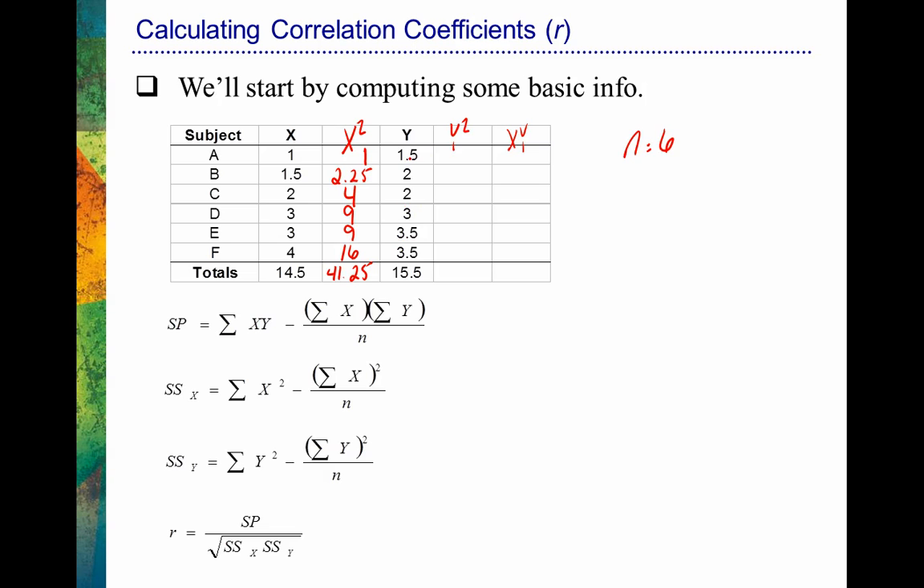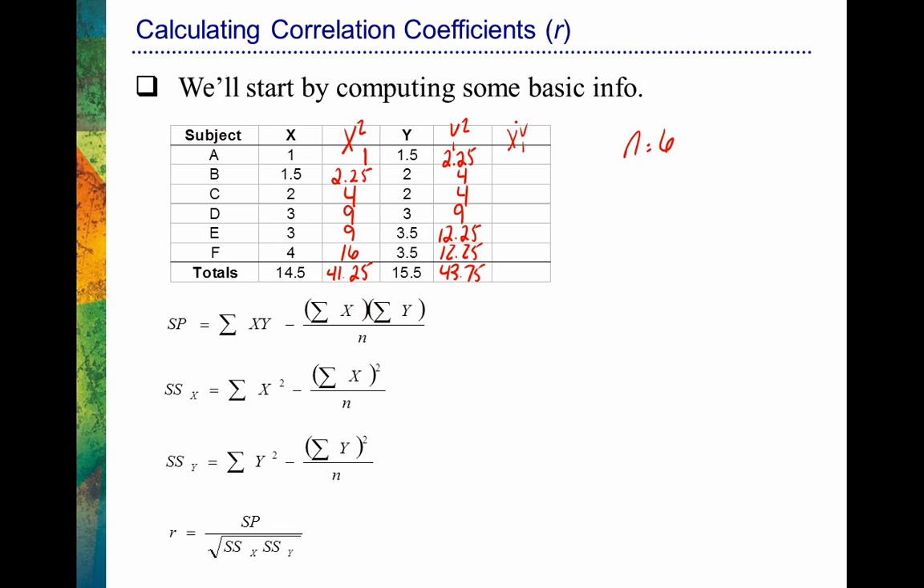Let's do the same thing with y, because we need y squared. 1.5 squared is 2.25. 2 squared is 4. 2 squared again is 4. 3 squared is 9. 3.5 squared is 12.25. Again, 12.25. And if we took the time to add this up, we would find that it equals 43.75.